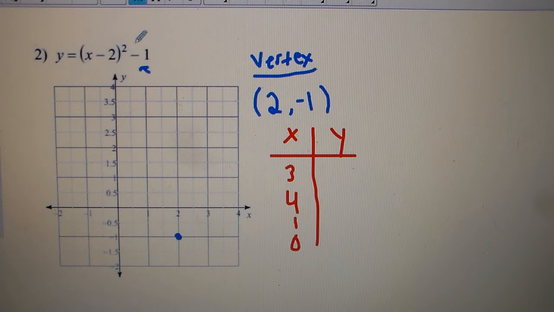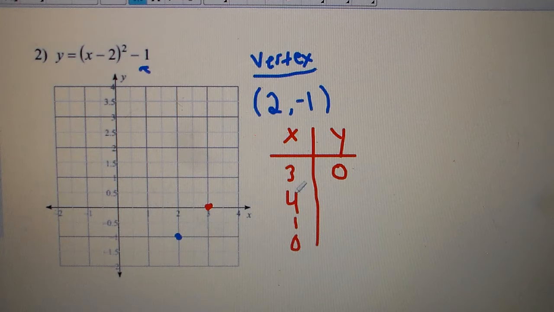So I'm going to put 3 in for x. 3 minus 2 gets us 1. 1 squared is positive 1. And positive 1 minus 1 gets us 0. So when x is 3, our y is 0. So we plot a point there.